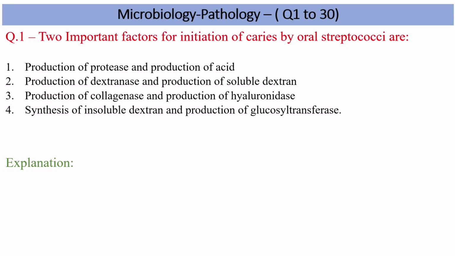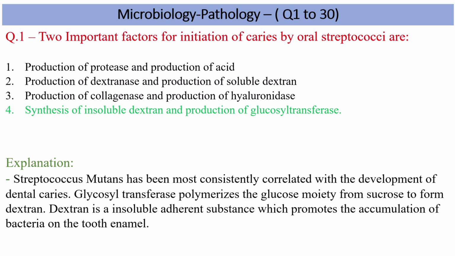Two important factors for initiation of caries by oral streptococci are: the correct answer is synthesis of insoluble dextran and production of glycosyl transferase. Streptococcus mutans has been most consistently correlated with the development of dental caries. Glycosyl transferase polymerizes the glucose moiety from sucrose to form dextran. Dextran is an insoluble adherent substance which promotes the accumulation of bacteria on the tooth enamel.